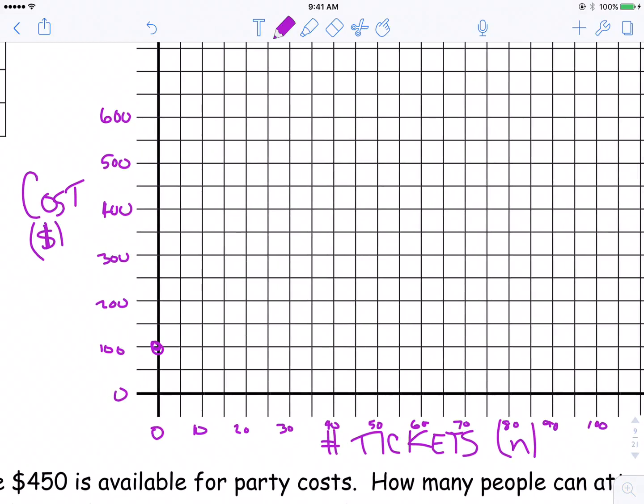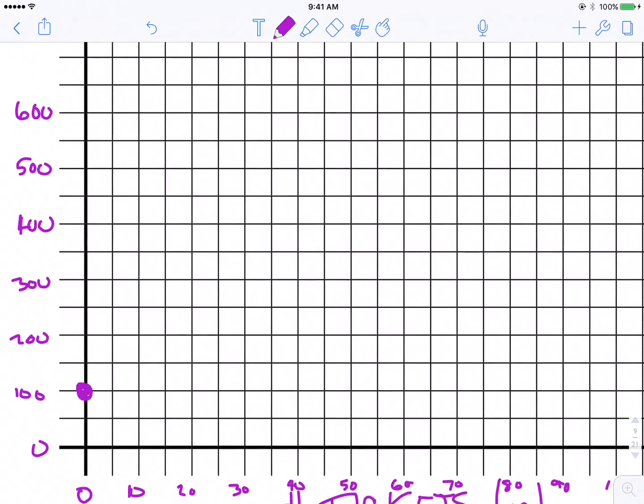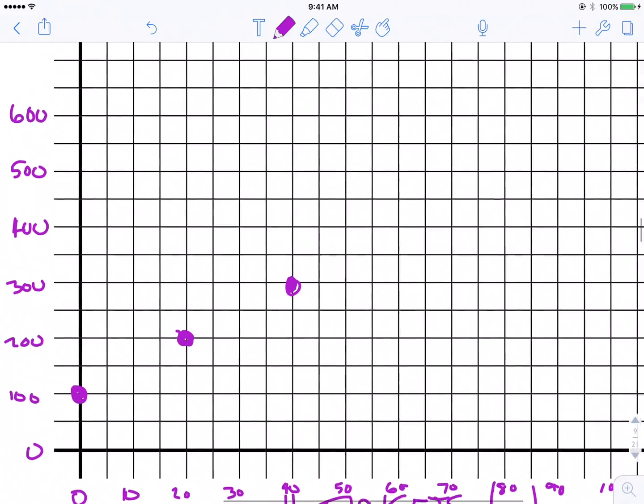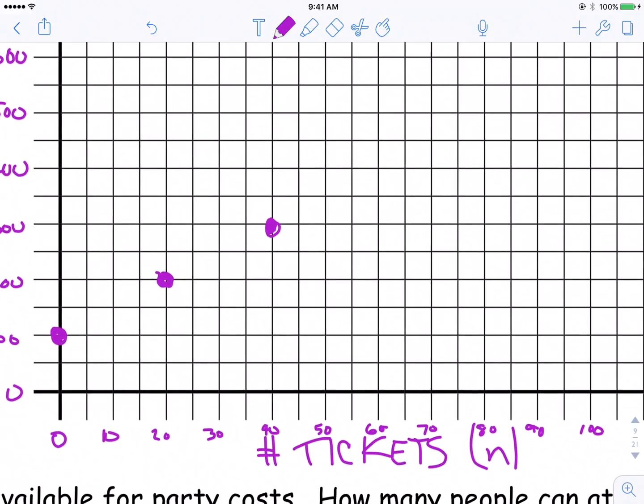0 and 100. If no tickets are sold, it's still going to cost me $100 for the hall rental. 20 and 200, 40 and 300. We skipped 60, we went to 80 and, what was it, 500?